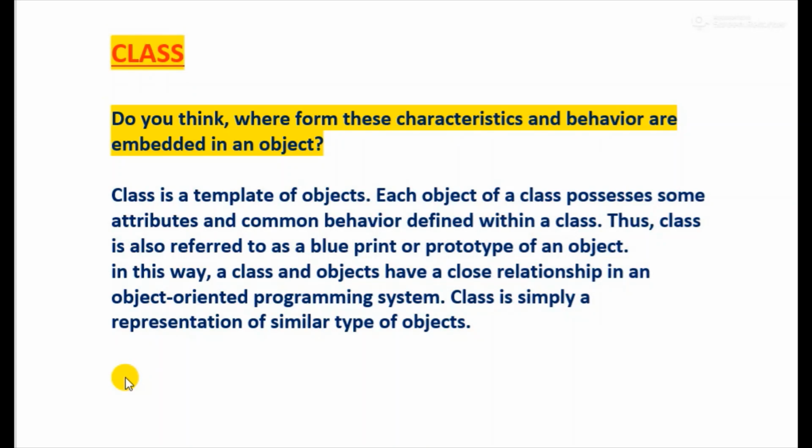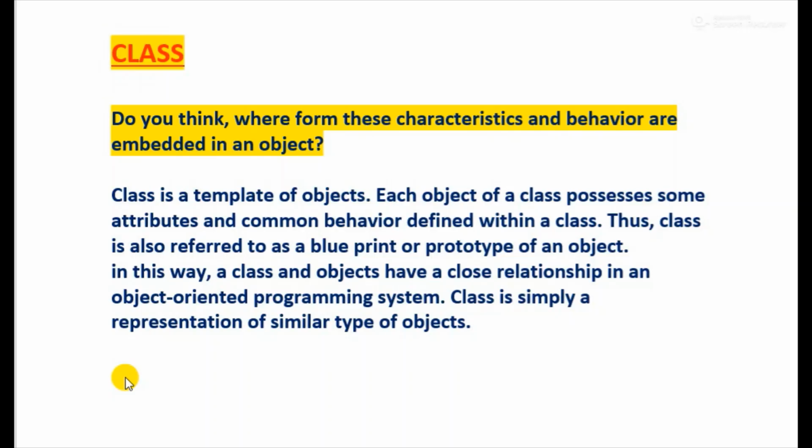Basically, class is a blueprint or template for its objects. That means because of the class, the objects are created. Or we can say class is the object factory. That means all the objects in a program are created with the help of a class. So class creates objects in a Java program. That means class is a template of objects. Each object of a class possesses some attributes and common behavior defined within a class.